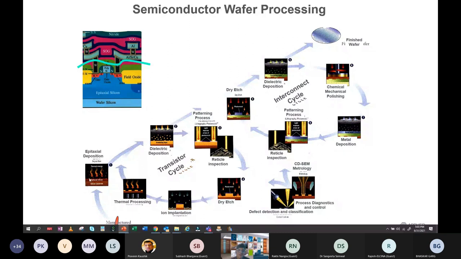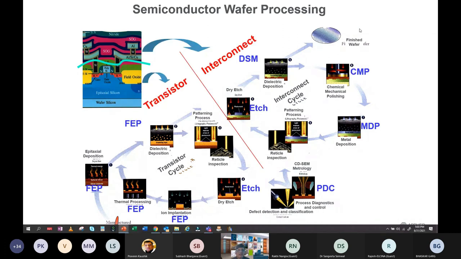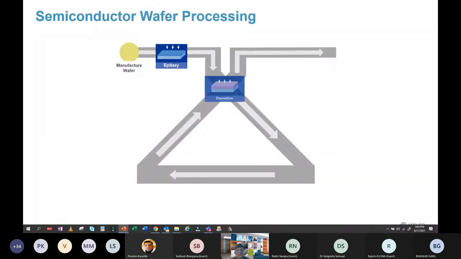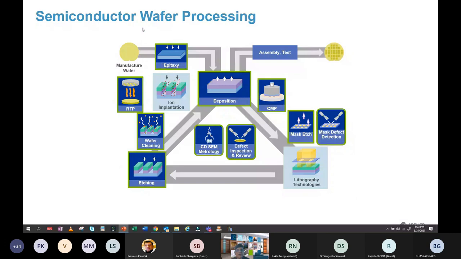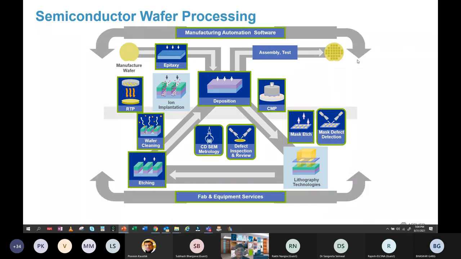This is another view of the wafer manufacturing process. You have a wafer, you take it to epitaxial deposition, do the dielectric deposition, reticle patterning, etching, ion implantation, processing, take it into the interconnect cycles, and then you take it out as a finished wafer. And you can see the two parts there, the transistor and the interconnect part. Then this is another view of the same thing. You know how it works. A wafer comes in, epitaxial deposition, litho patterning, etching. You take it through multiple rounds of device creation processes, and finally the processed wafer is taken out for assembly and testing.